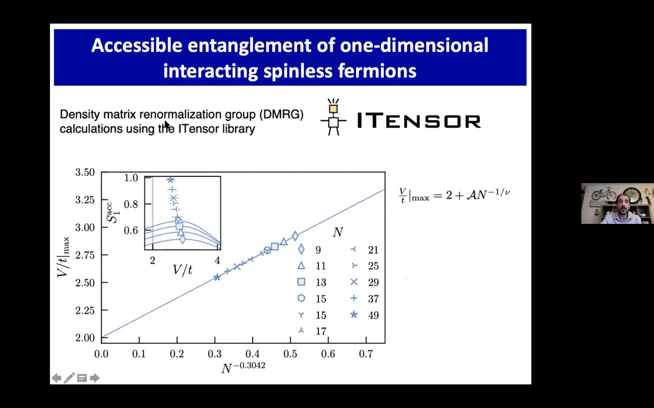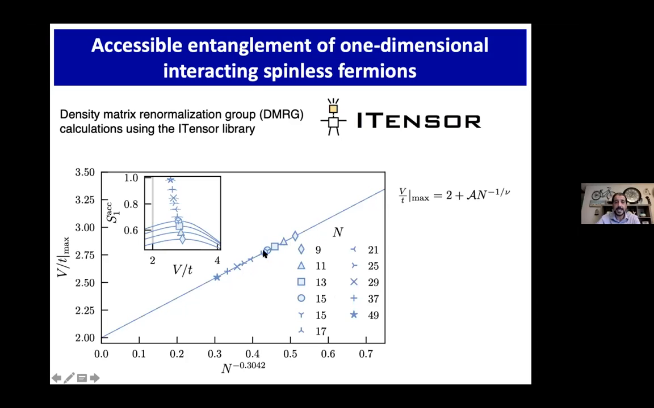So we performed a density matrix renormalization group calculation using the ITensor library, which is a very interesting and very powerful tool that allows us to go up to 49 particles in this system. And we combine the DMRG calculation and the exact diagonalization.